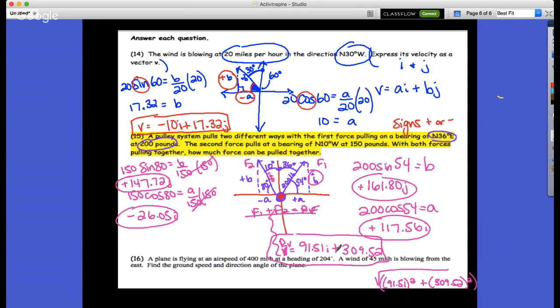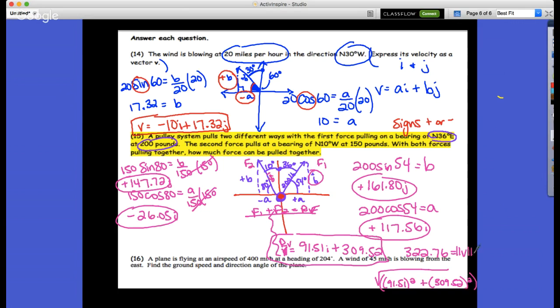Now, it should be greater than each of these numbers, okay? So if it's not, you did something wrong. So be careful. Or if there was a negative in here, make sure the negative's included, because sometimes it can be thrown off. So I'm going to do the square root of 91.51 squared plus 309.52 squared as well. All right. So let's take the square root of that to get 322.76. Nice. And that is my vector.